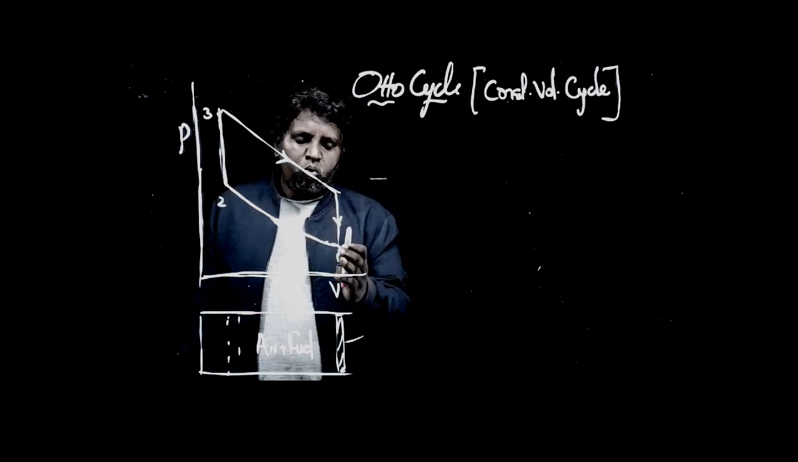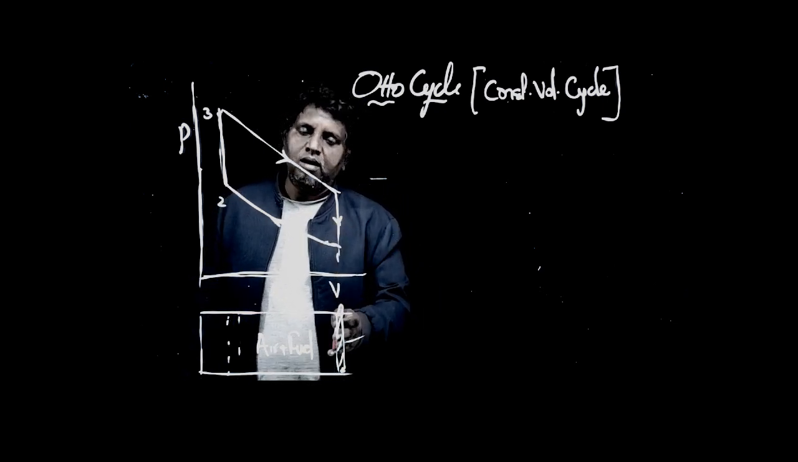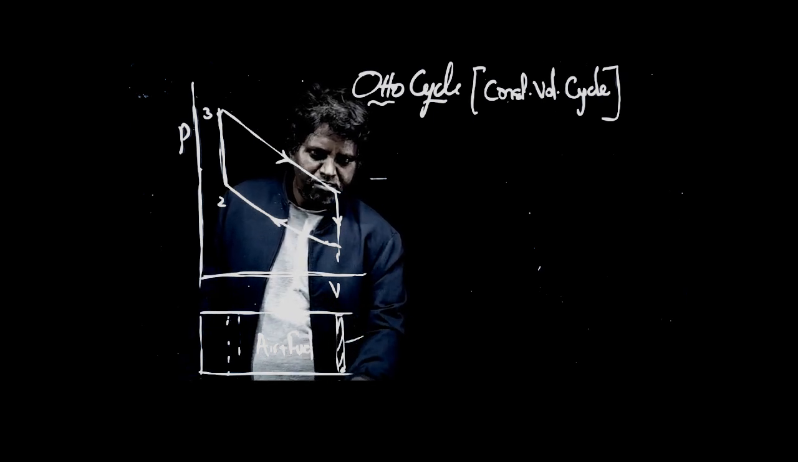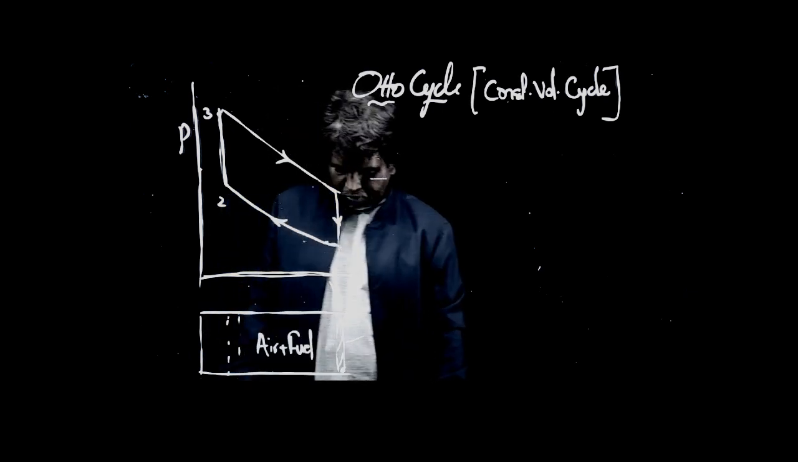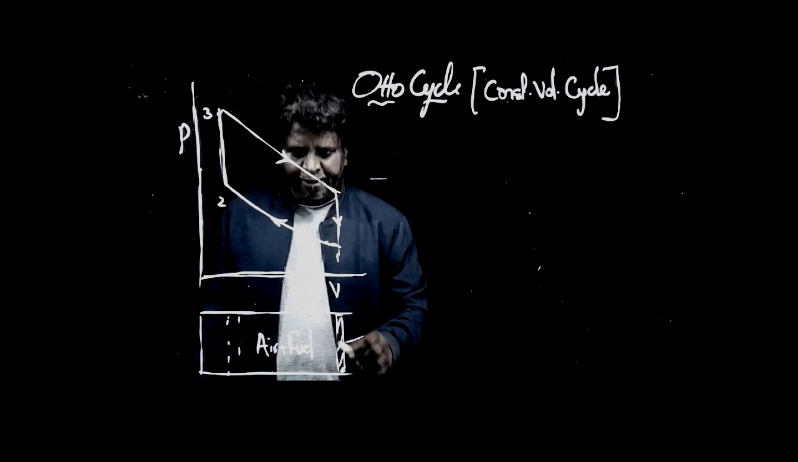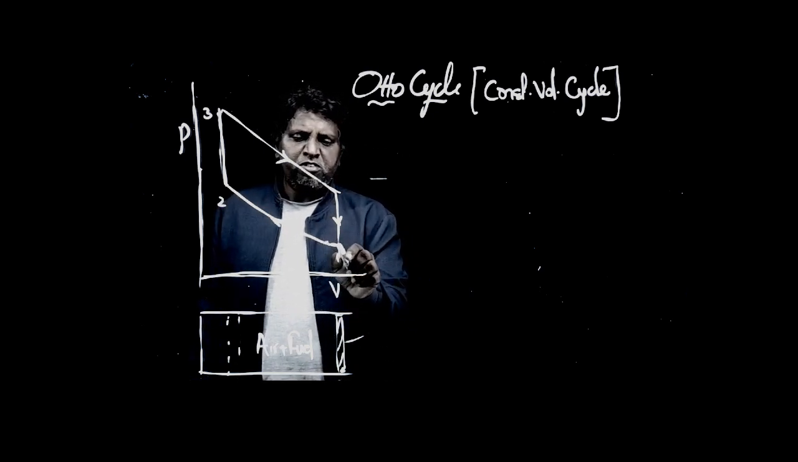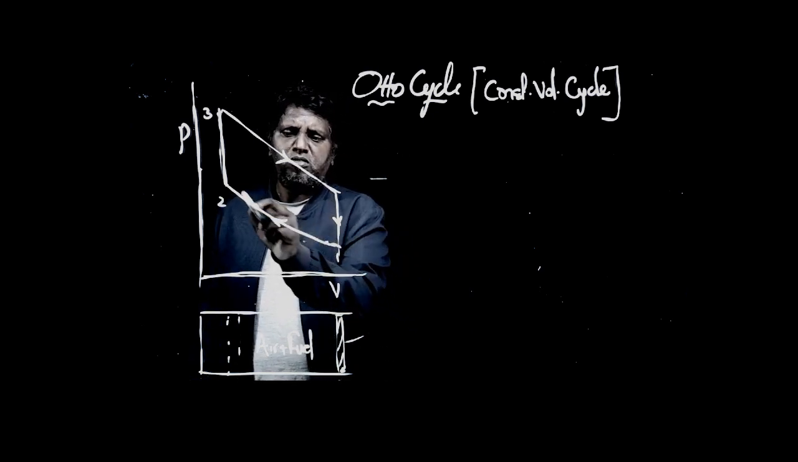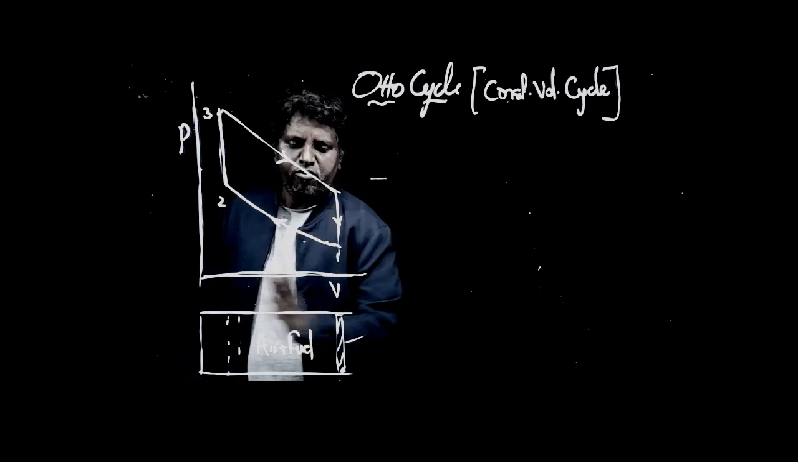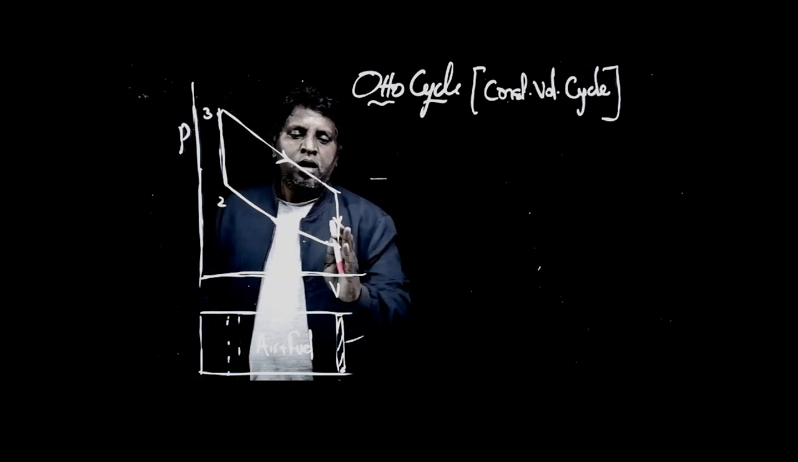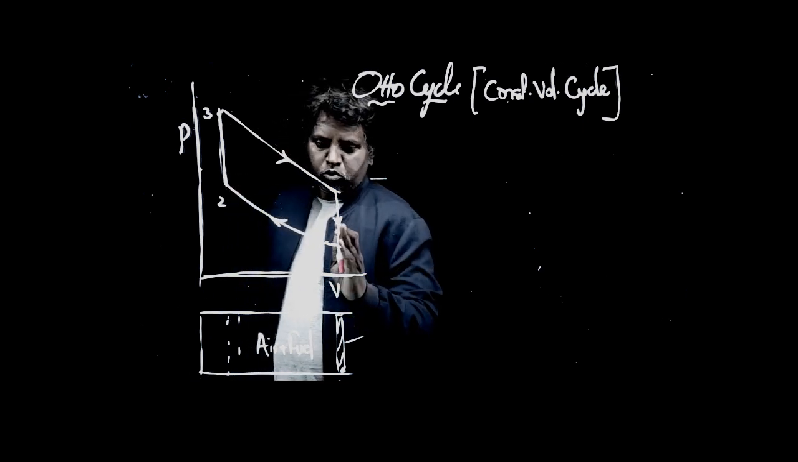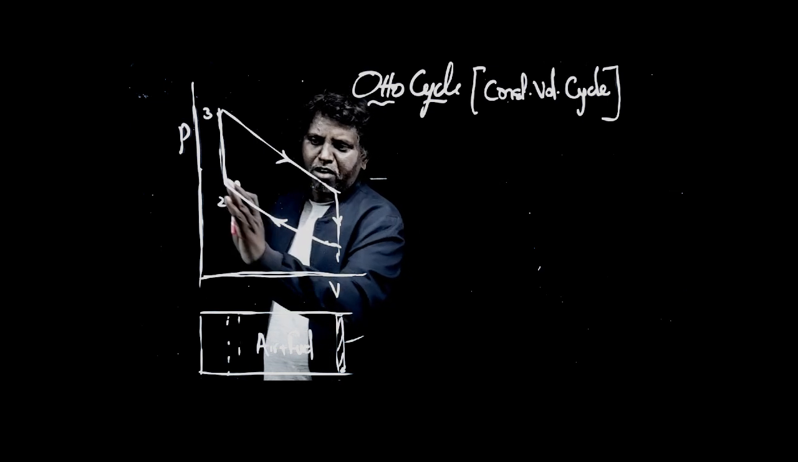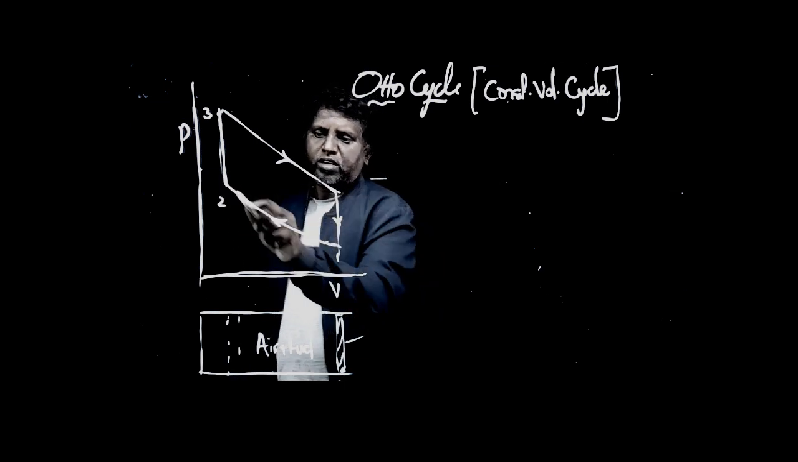Now, let's say the piston is at bottom dead center, this extreme position known as dead center. The piston starts at this position and it is compressing. We call it the compression stroke. Due to compression, what happens? Pressure rises. Due to compression, pressure is going to increase, isn't it? That's what it is indicating.